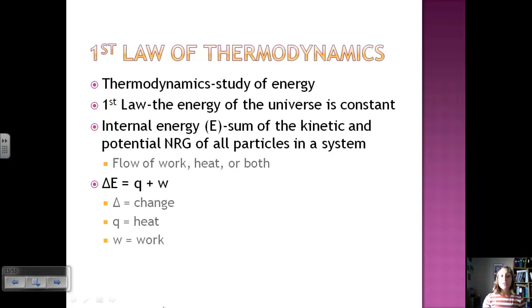And so we can write an equation for this. We can say that the change in energy is equal to heat, which is Q, plus W, which represents work. And then based on whether or not heat is given to the system or taken from the system, makes these parts positive or negative.